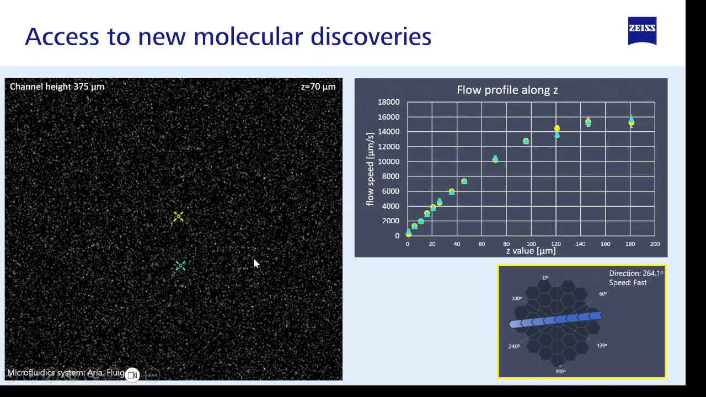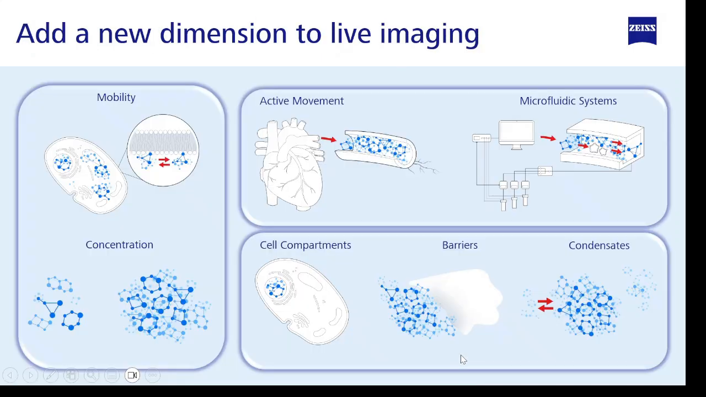And you can also do this same thing along the z-axis, and you can put different measurement spots at different z positions to get the flow profile along z.